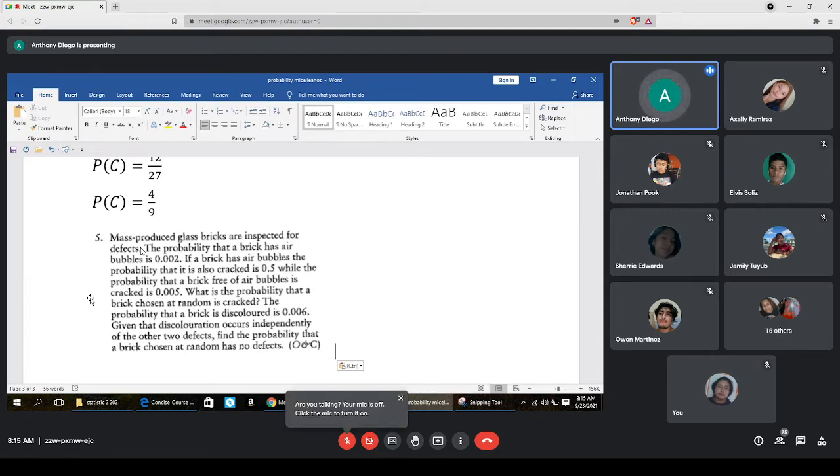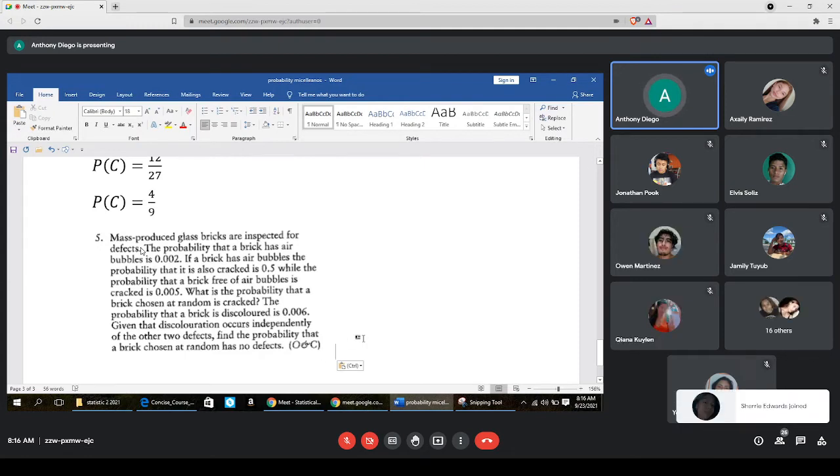The probability that a brick is discolored is 0.006. Given that discoloration occurs independently of the other two defects, find the probability that a brick chosen at random has no defects. So this comes from Oxford and Cambridge, from an examination board. Oxford and Cambridge. So let me see how good your brains will be working.